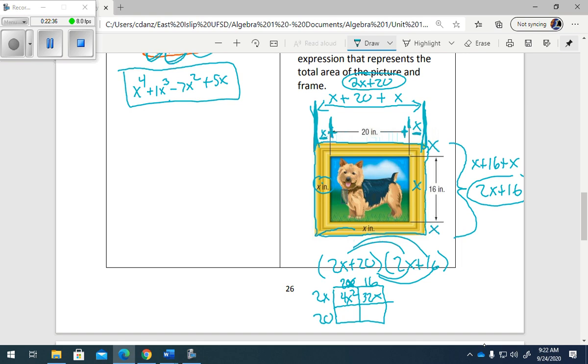32x, 40x, and 320. So my answer is 4x squared plus 32x plus 40x plus 320. The middle terms combined, 4x squared plus 72x plus 320. And that is the area of the picture and the frame.